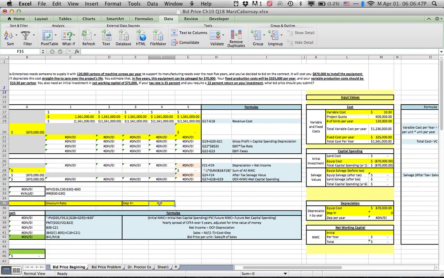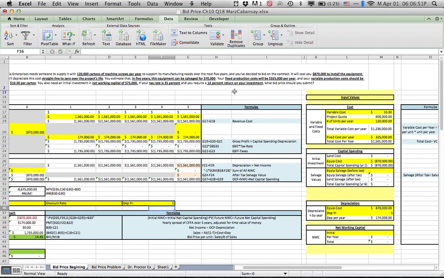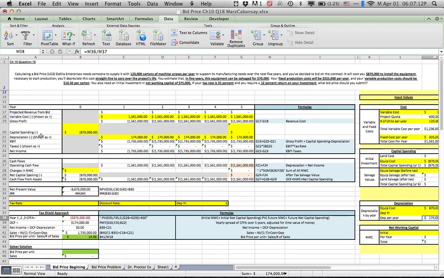So let's put in our depreciation years, which is 5. It says it's going to be straight line to zero over the project's life. So we know that the project's life is 5 years, and the depreciation per year is just going to be the total equipment cost divided by 5. So that's 174,000. And you can see that's populated over here in line 21.